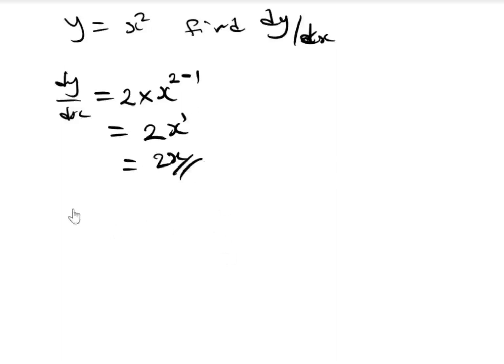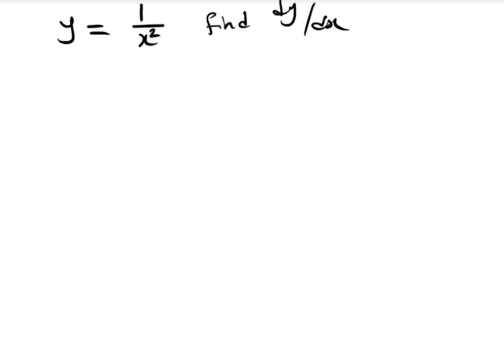Assuming y is equal to 1 divided by x squared, and we are asked to find dy/dx. In this case, we have to rewrite this expression using our knowledge of indices. And this is equal to y is equal to x^(-2). And with this, it will be simpler for us to solve it.